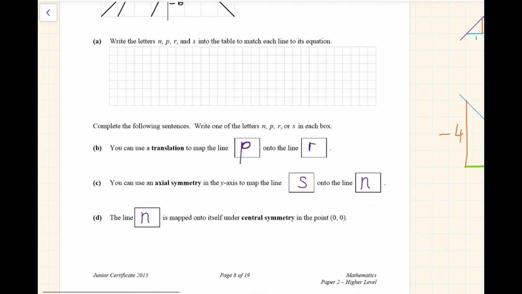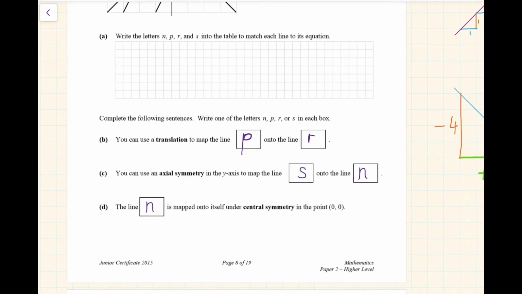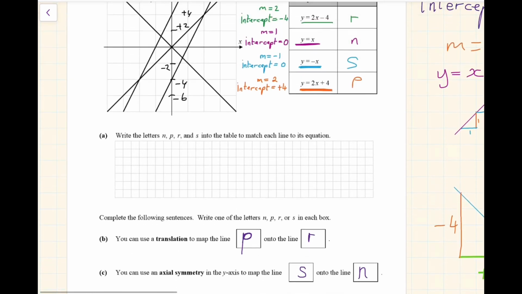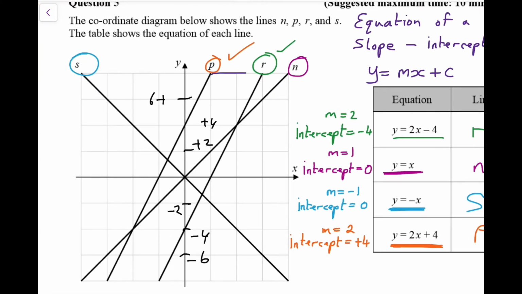We've done that. Complete the following sentences. Write one of the letters N, P, R, or S in each box. You can use a translation to map the line, I'm saying P onto R. Translation would move P over to R. Does that make sense? Yes, you can just translate straight across like that. Any point on P will end up over there at R by moving 2 spaces to the right. You can see our arrows are nice translation arrows that will carry us from P across to R. So I hope that makes sense.